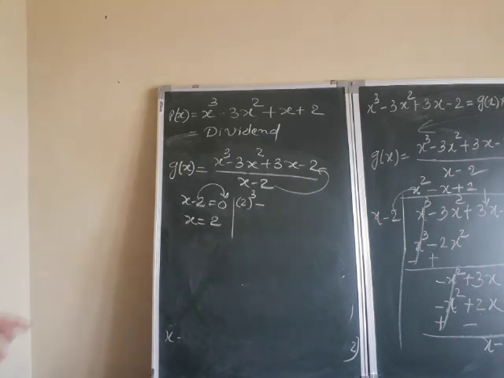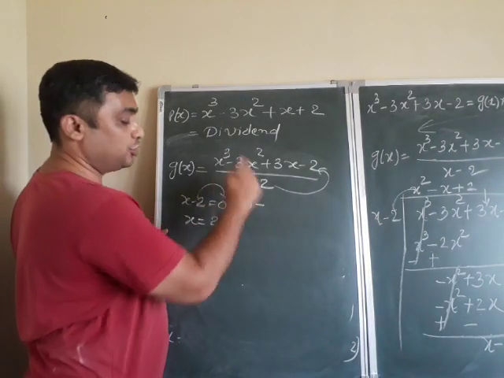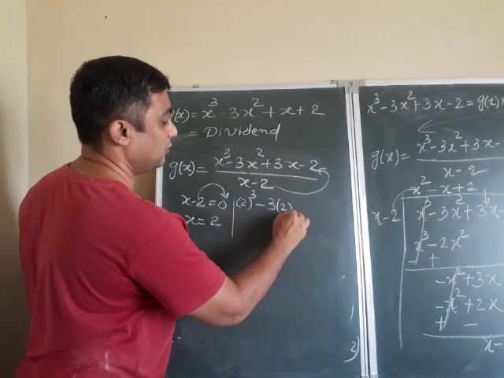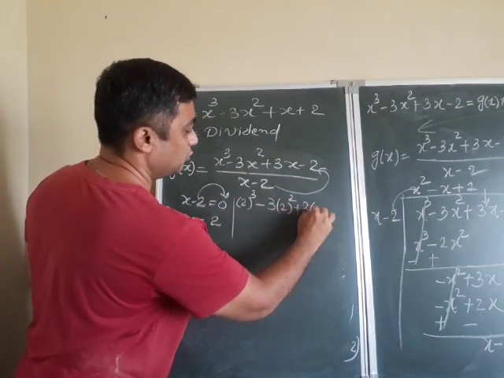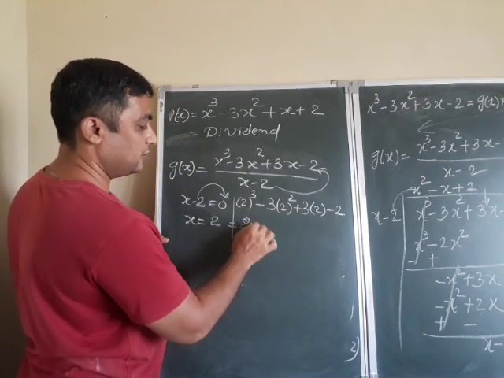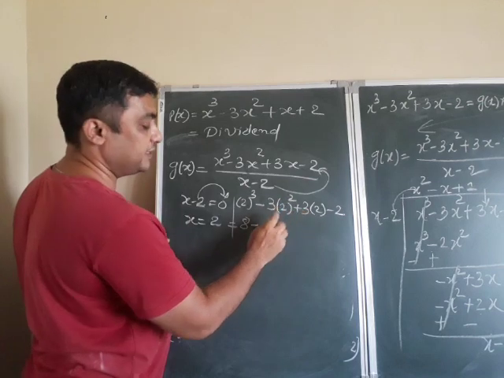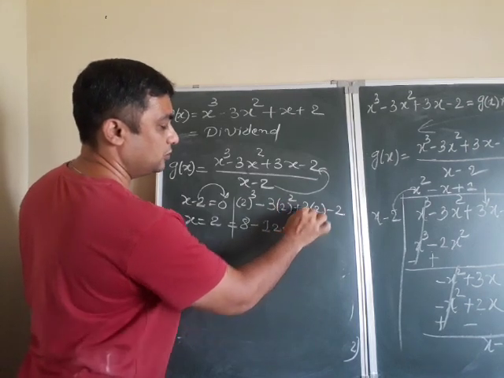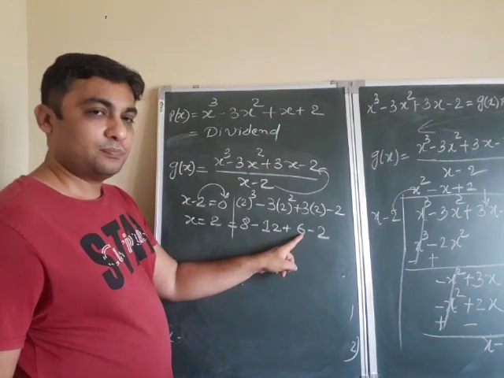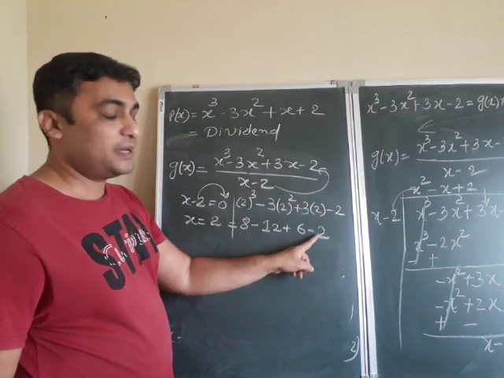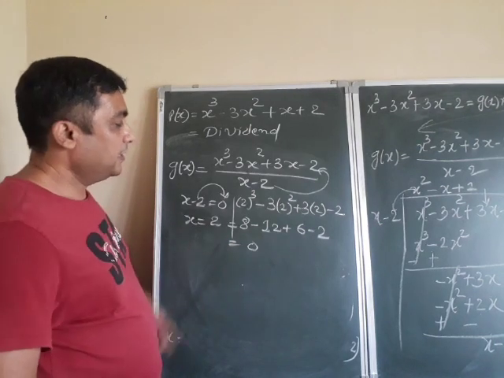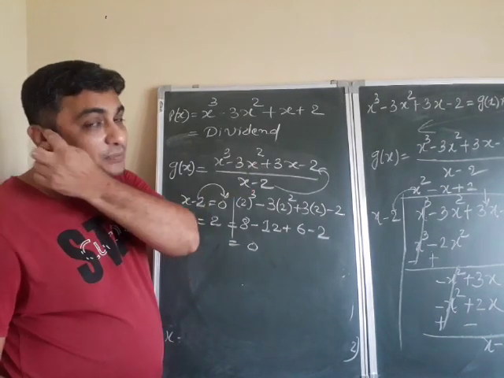See, so x is equal to 2. So this is 2 cube minus 3 into 2 square plus 3 into 2 minus 2. Now 2 cube is equal to 8. 2 square is 4, 4 3s are 12. 3 2s are 6, minus 2. 8 plus 6 is 14, minus 2 minus 12 minus 2 is minus 14. It means this would be 0. Clear? It means x minus 2 is a factor of this polynomial.